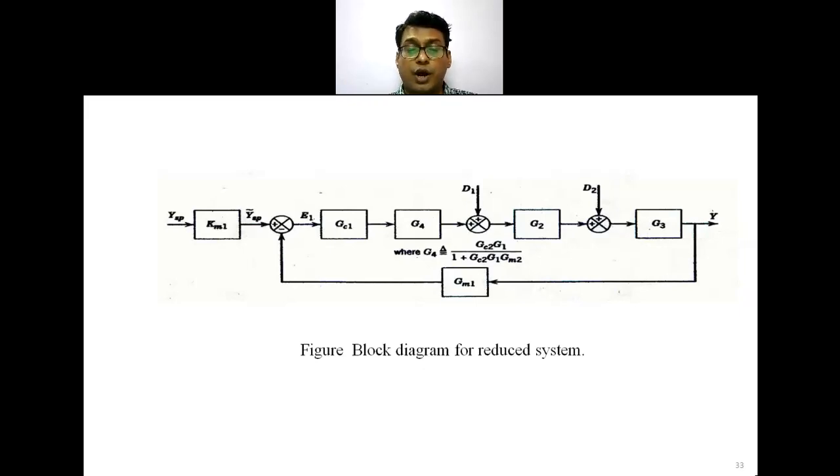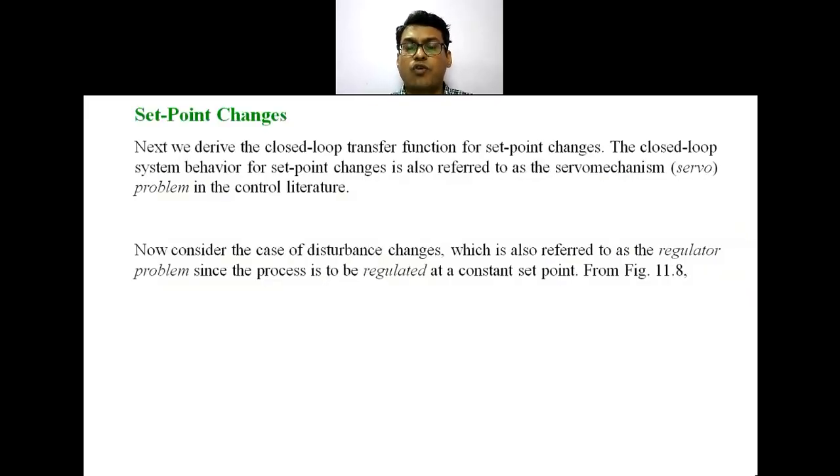Nothing is said about the load variables. The change in the load variable is 0. That is, dU upon dt is equal to 0, or in this case dD1 upon dt equals 0 and dD2 upon dt equals 0. That means the change in the load variable is 0. The load variable does not vary with time. Only the set point can vary with time. So these are called your servo mechanism problems.